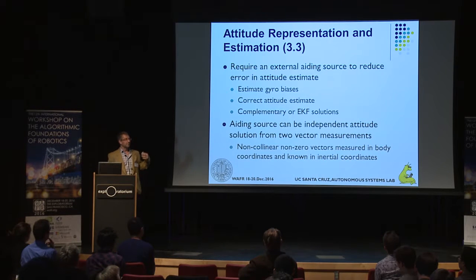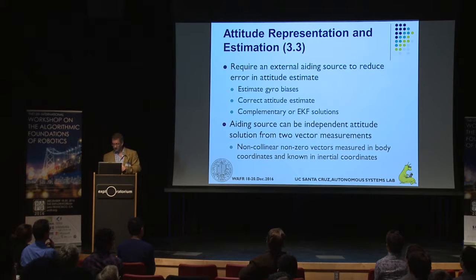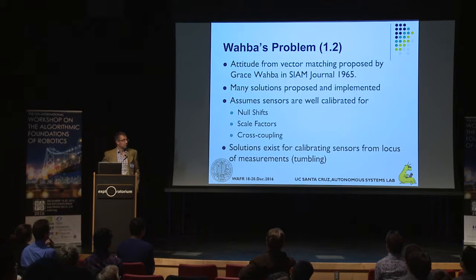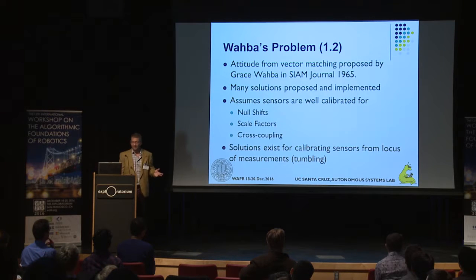There's lots of different filtering methods once you have that external aiding source to bring it in. Again, I have a couple of my own, but everyone has their favorite that they use. And the one we're going to use for the aiding source is these two non-collinear body fixed measurements that we know in the inertial frame and are measured in the body frame. Okay, so this is often referred to as Wahba's problem, after Grace Wahba, who proposed it as a little problem in the SIAM Journal in 1965. There are myriad solutions to this problem. Again, I have a couple that I've written. Everyone's got their own favorite.